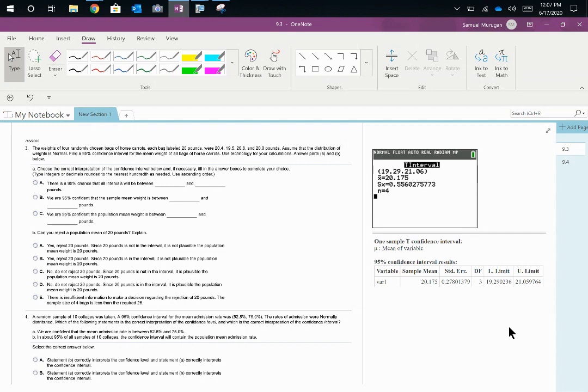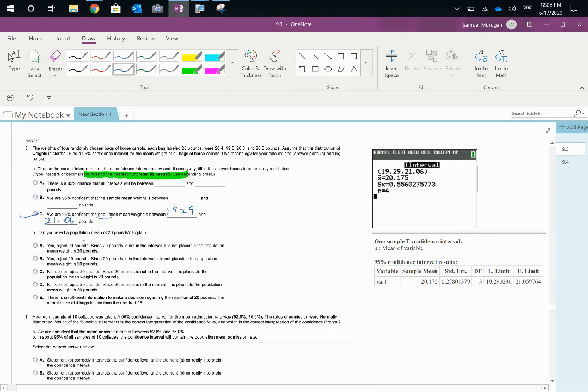They're asking for this one in terms of, careful how many decimal places, be careful, nearest hundredth, so 2 decimal places. Again, 95% confident about the population, 19.29 and 20.06.